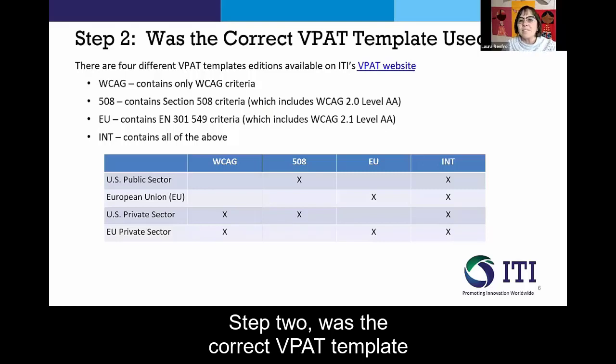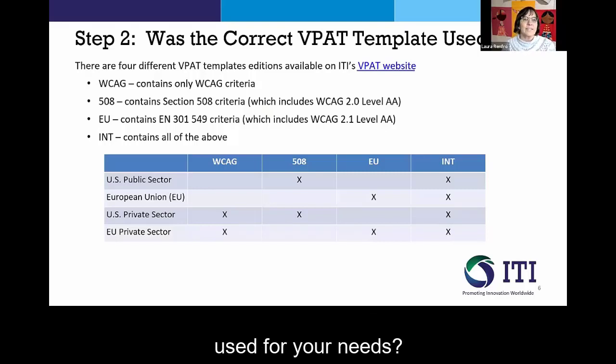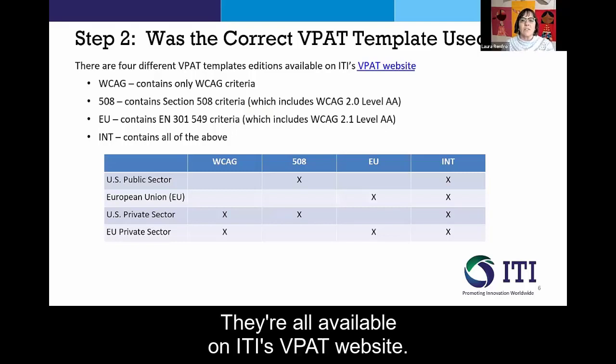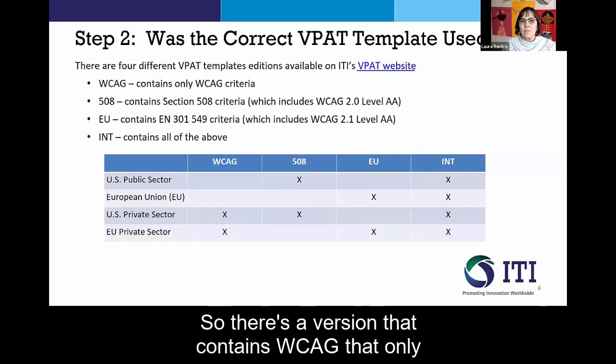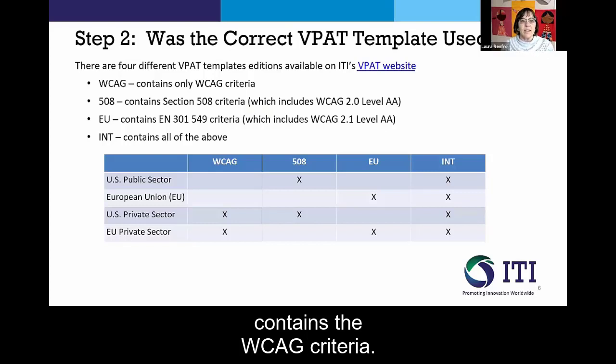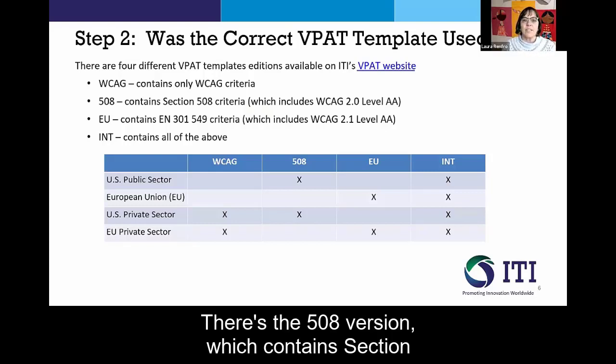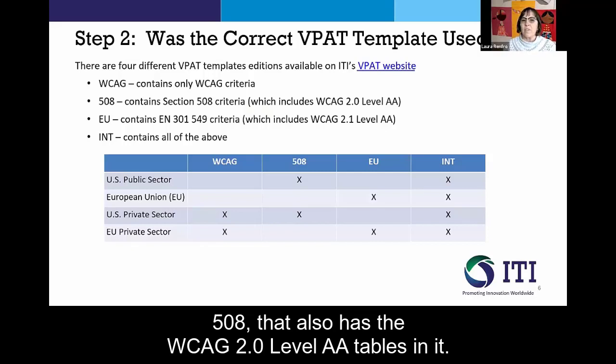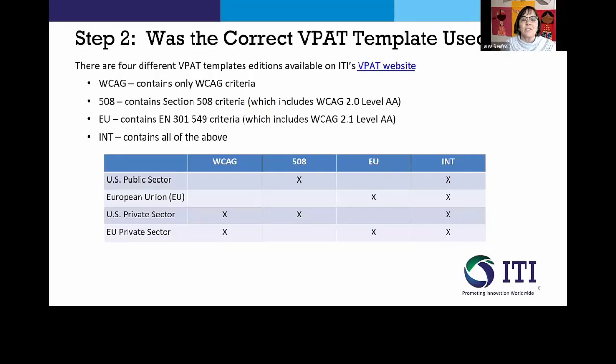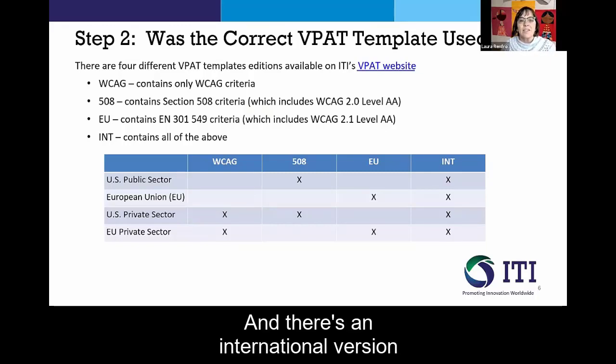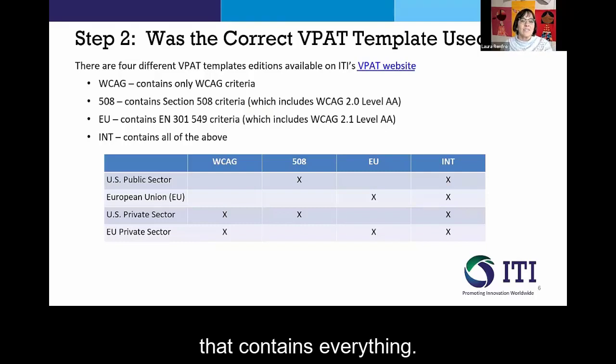Step 2, was the correct VPAT template used for your needs? There are 4 versions. They're all available on ITI's VPAT website. So there's a version that only contains the WCAG criteria. There's a 508 version, which contains Section 508, that also has the WCAG 2.0 level AA tables in it. There's an EU version, which contains the EN 301 549 version, and there's an international version that contains everything.